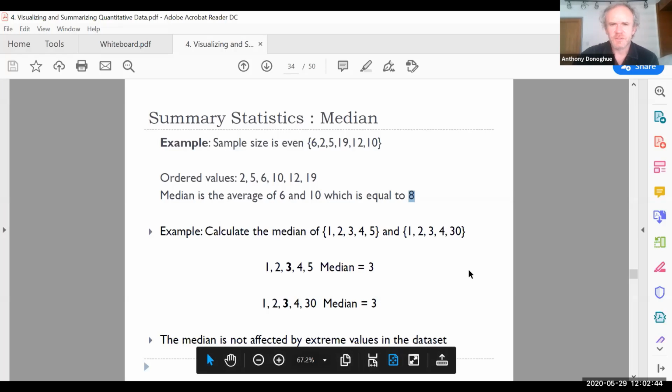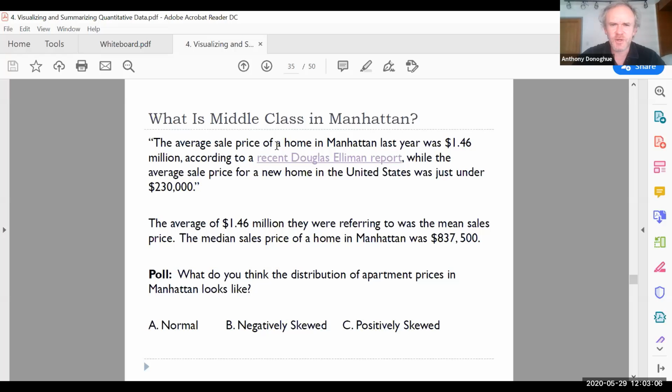So, all right, what do you think? The average sale price of a home in Manhattan last year was this amount, while the average sale price for a new home in the United States was this amount. The average they actually mention, and again, this is the New York Times and it's very basic, they're referring to as the mean. And if you go into the report, it gives you the median sale price for homes in Manhattan. It doesn't give us the median sale price for the United States. I'm not sure if that is the mean or the median in that case. But for Manhattan anyway, this was actually the mean.